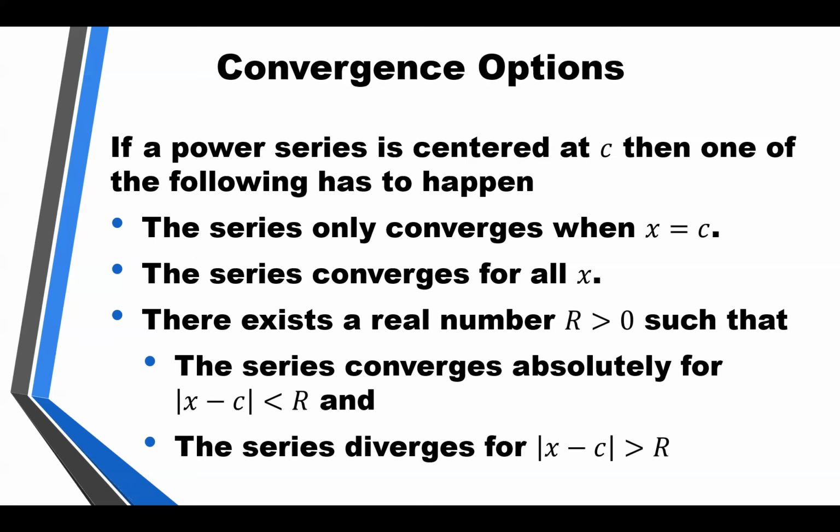So those are the three options. The series only converges when you plug in c because you get all zeros. The series converges no matter what you plug in for x. And then the third option is there's an interval of convergence.